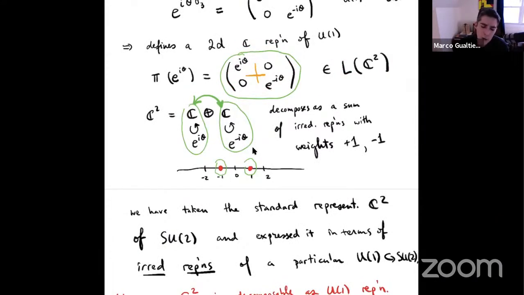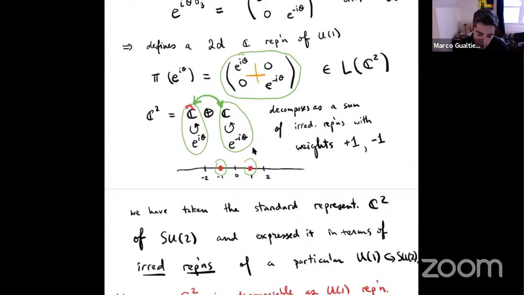Okay, so how could I describe this representation? Well, how do you describe any representation of the circle? You give its weight. If you were not a fan of matrices, I would tell you this is a two-dimensional representation of U1, and it decomposes as a sum of two one-dimensional representations. One of them has weight -1, and the other has weight +1. If I just give you that list of weights, that's all you need to know, and you know exactly which representation of the circle it is.